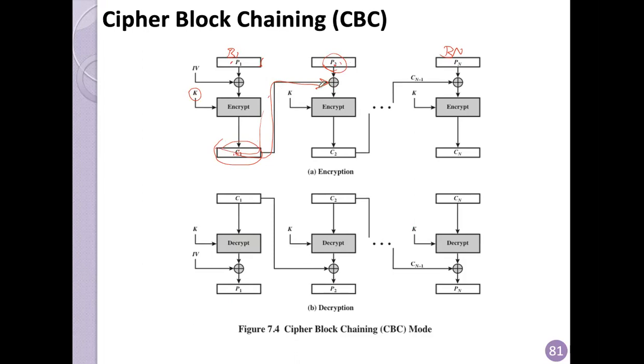So we first XOR P2 with C1, and then we start encrypting what we get here using the key. Again, for the next block, P3, we first XOR it with C2, and then we start encryption, and so on. So you may ask, what are we going to use for the very first block? We use something that we call the initial vector.